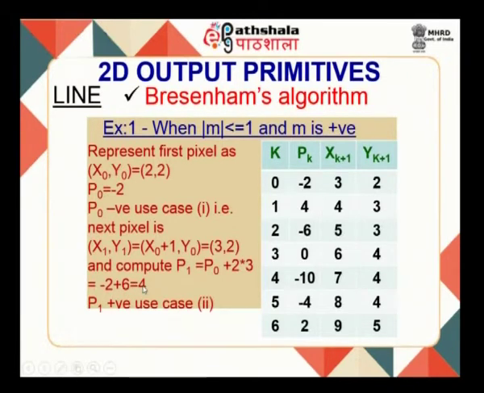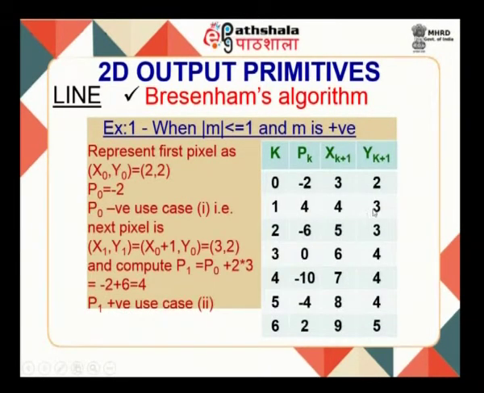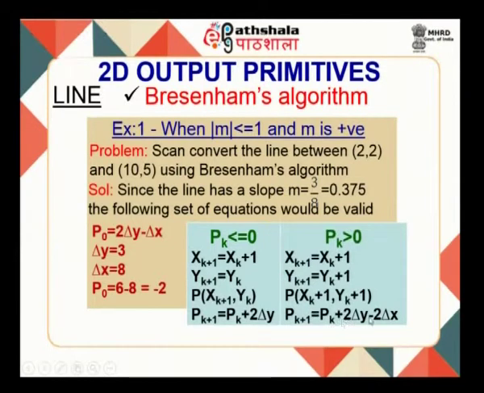So, the next decision parameter P 1 is positive. P 1 is positive means k is equal to 1, P 1 is 4. Because it is positive, the next y is the one higher than the previous y. This is the previous y and the next y is 3. So, if you look at this equation for p k greater than 0, the next y is previous y plus 1.